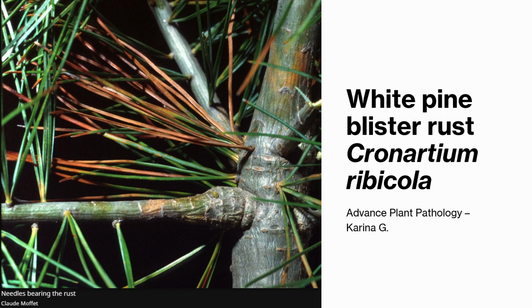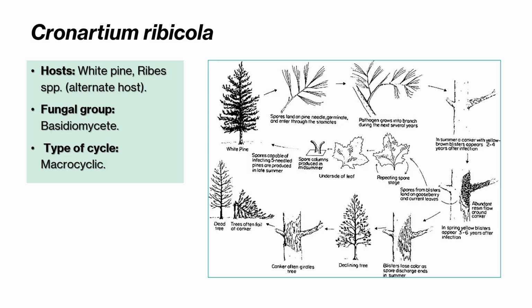Hello guys, today I'll talk about the disease called white pine blister rust caused by Cronartium ribicola. This pathogen is part of the fungal group of the basidiomycetes. And this pathogen has a microcycle because it has more than one host, the white pine and Ribes spp., and also it produces 5 types of spores in the life cycle.